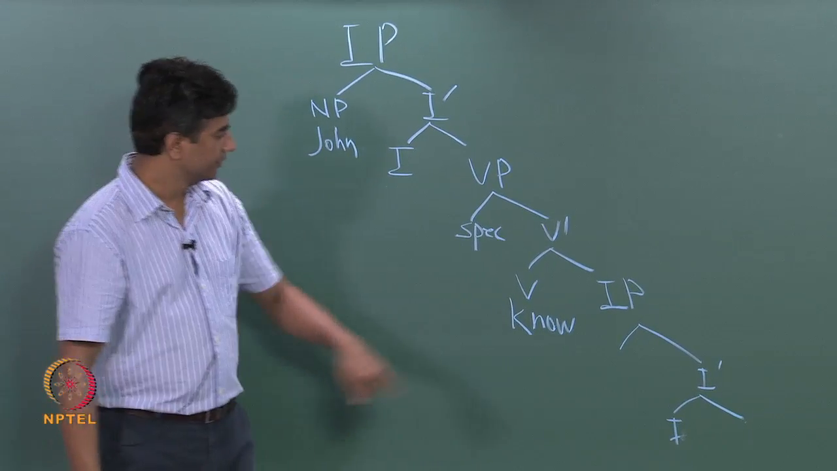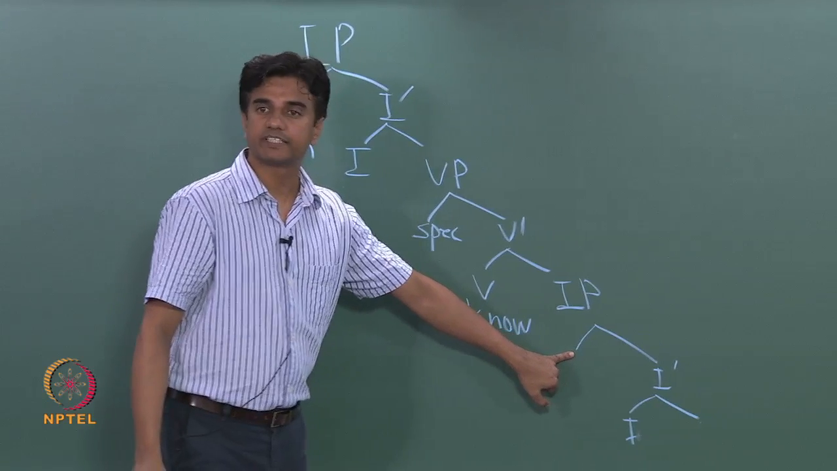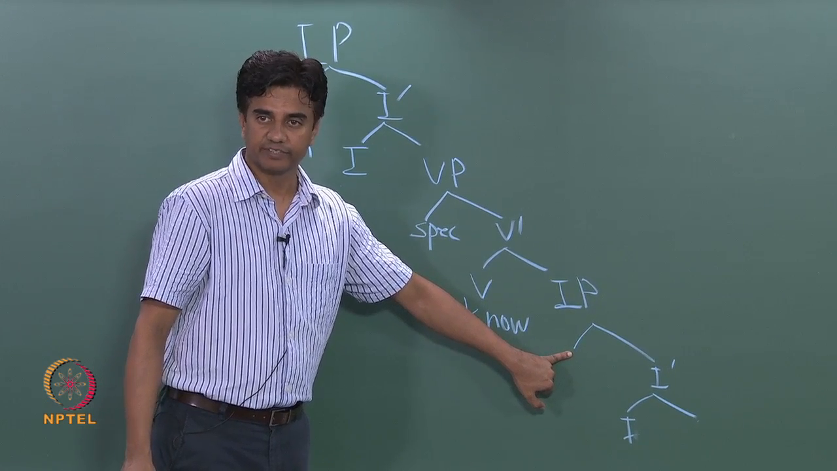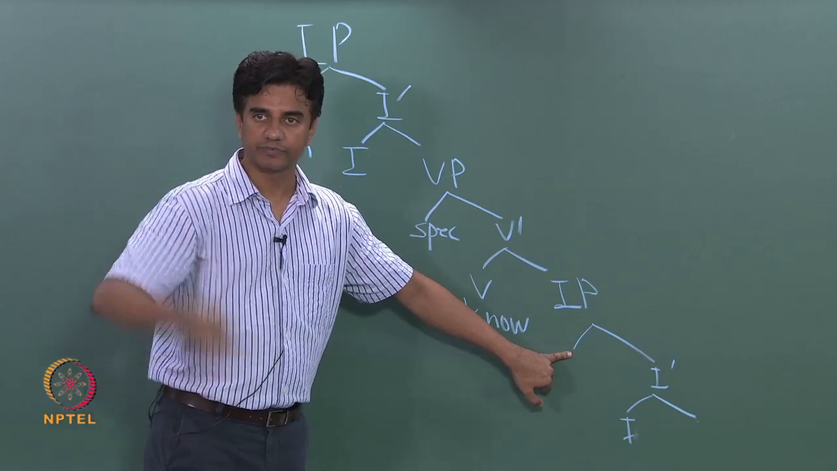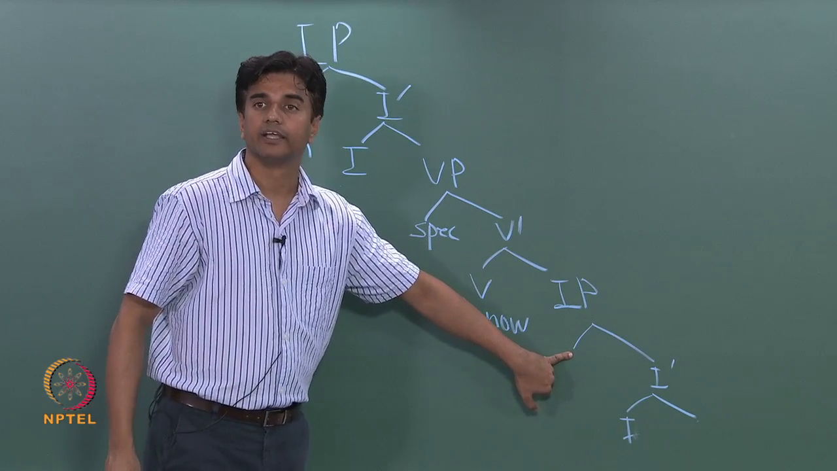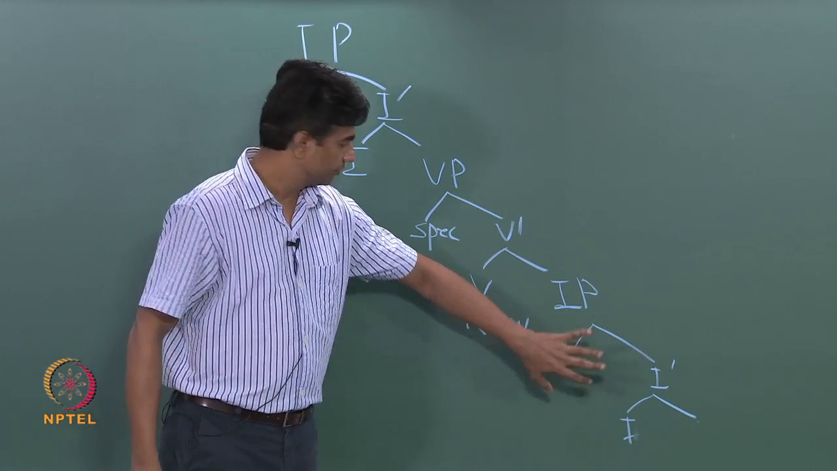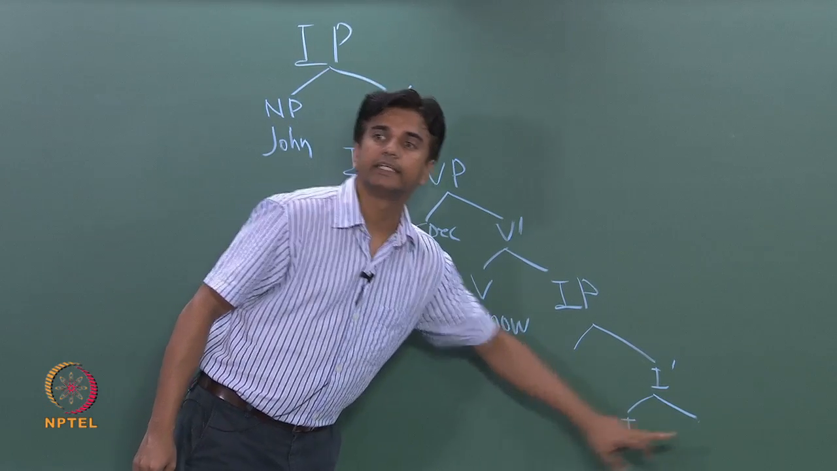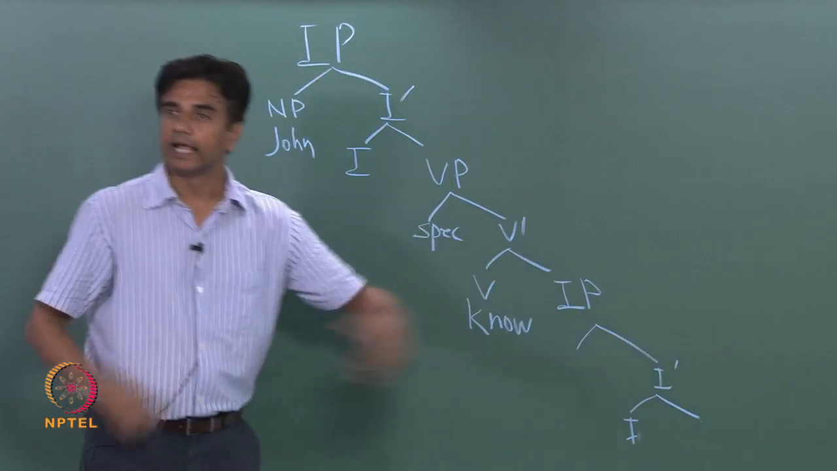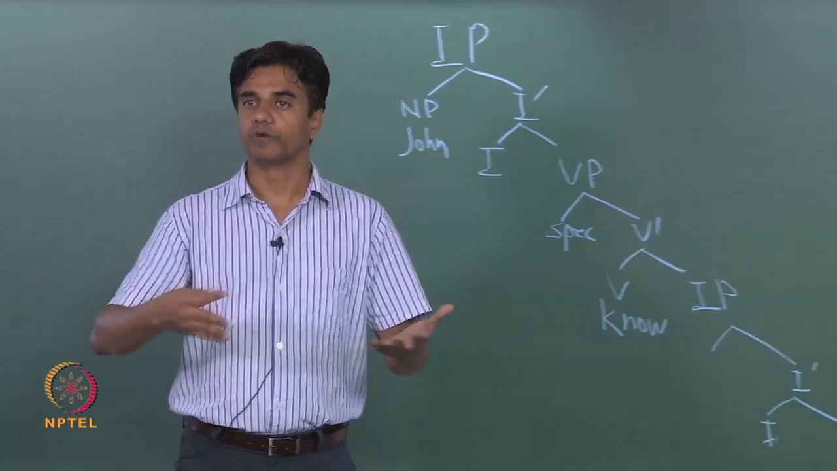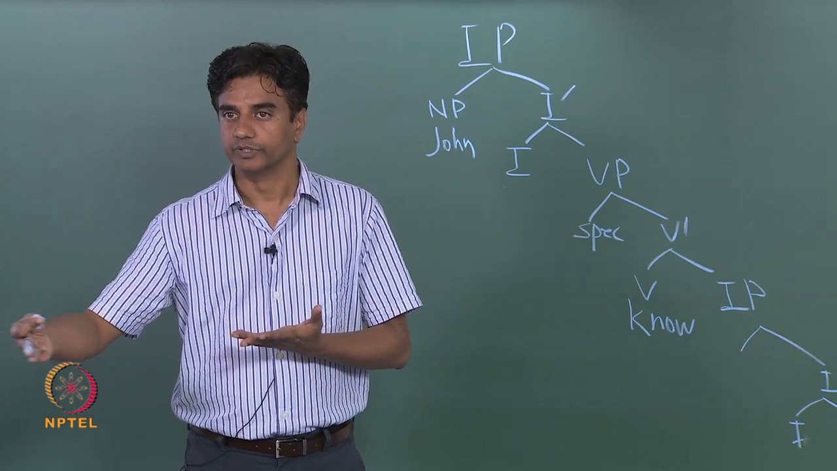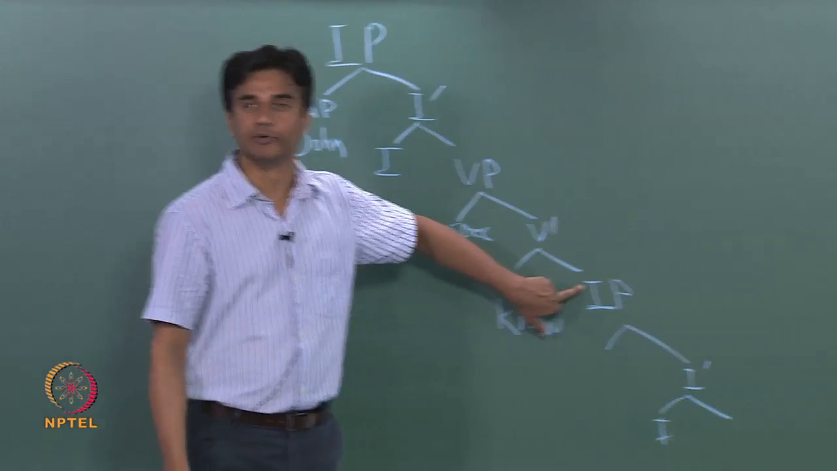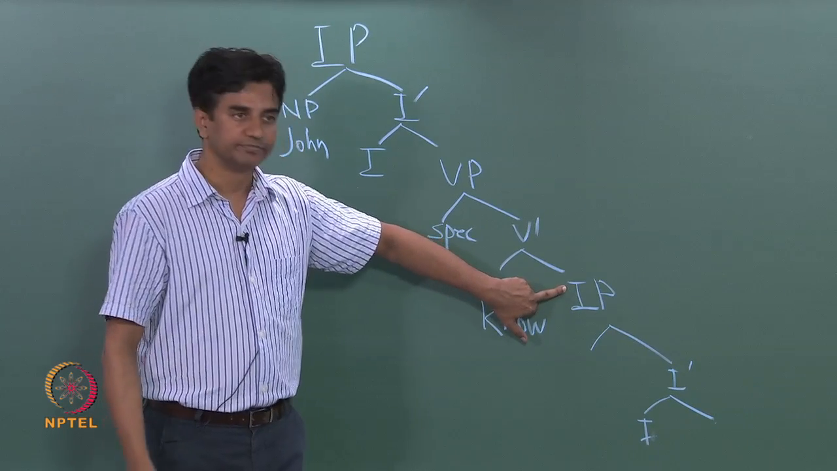Okay? So again, the subject of this IP is going to be what? We will have a subject here, and the subject of the second sentence, what you see on the screen, is going to come here. And then it has its own tense, and then it has its own VP, and that VP has its own verb and the complement of that verb. So where does that come in? This is why I said I am going to change that in a moment. I am coming to that.